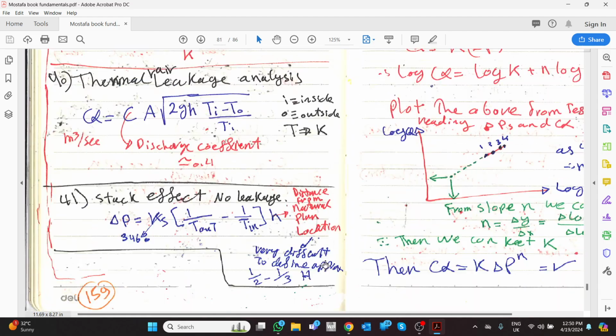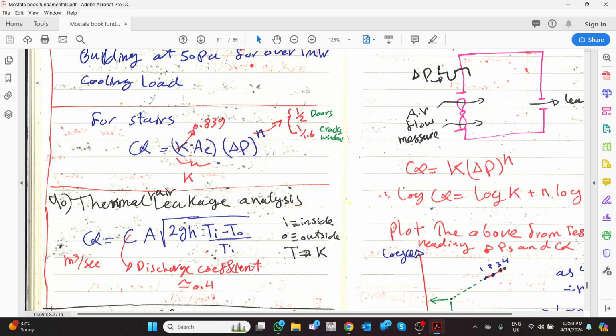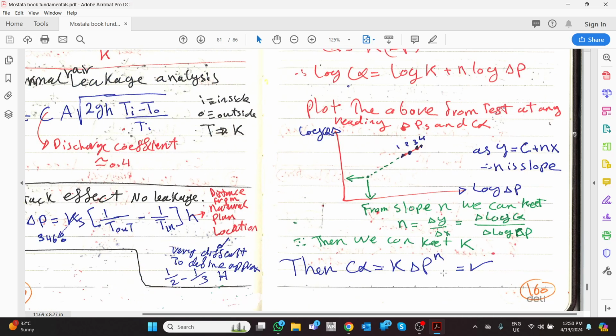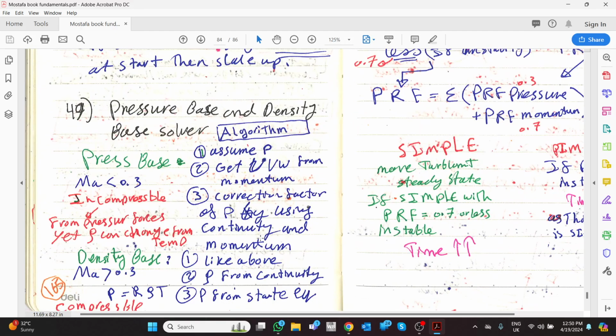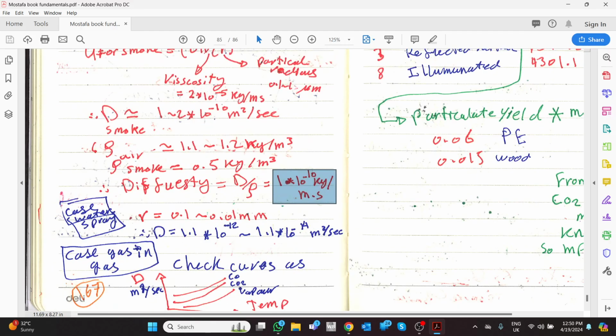So the smoke is moving due to thermal, high temperature below and low temperature above. Because of heat from the fire, the smoke goes up. It's not because of diffusion. It's not like FM200 or perfume. Okay.